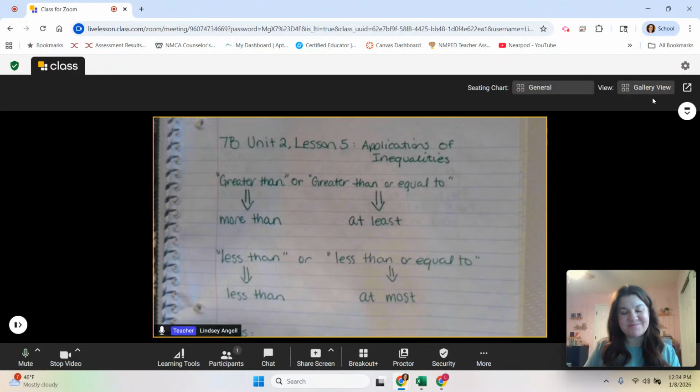Hello, hello. Welcome to Unit 2, Lesson 5, Applications of Inequalities. So, we've learned a lot about inequalities so far, and now we're going to be applying them to word problems, okay? Similar structure to how the equation lessons went last semester, where we learn, we practice, and then we apply.